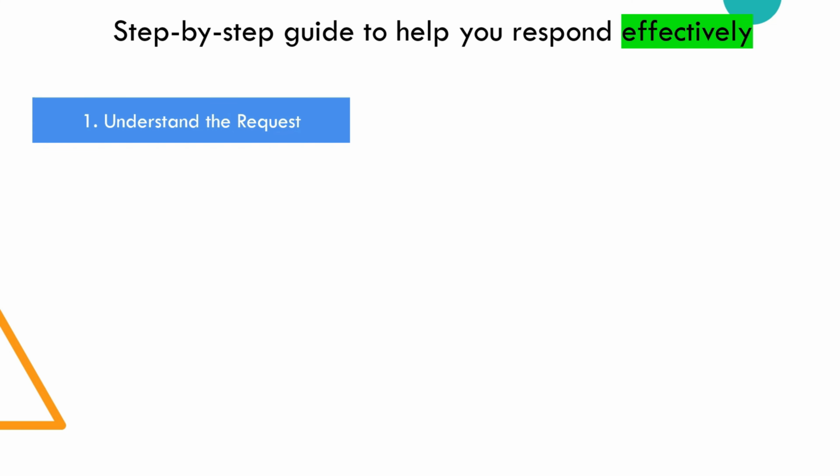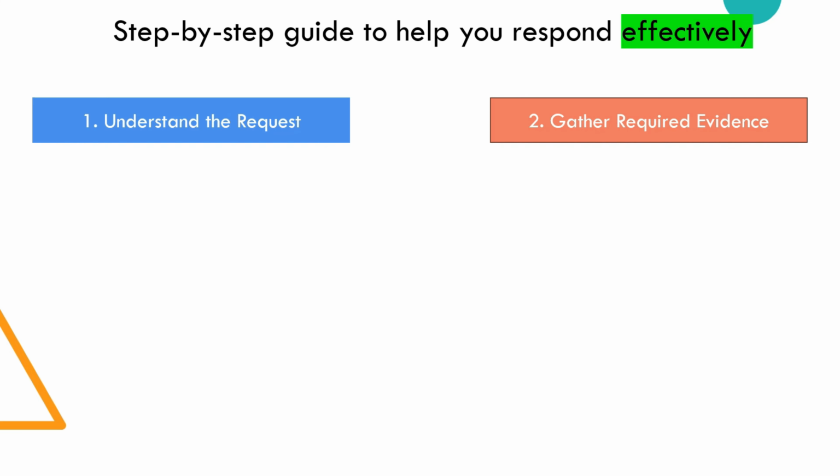Step 1. Understand the request. Carefully read through the RFE to identify what additional evidence is being requested. USCIS usually specifies the exact documentation needed, so please pay close attention to these details. It might be helpful to highlight or make notes on the RFE to ensure you don't miss anything critical.